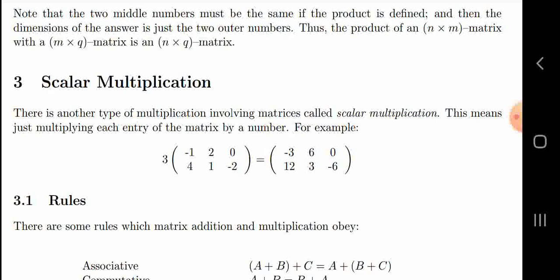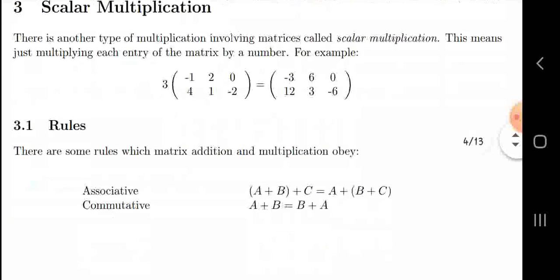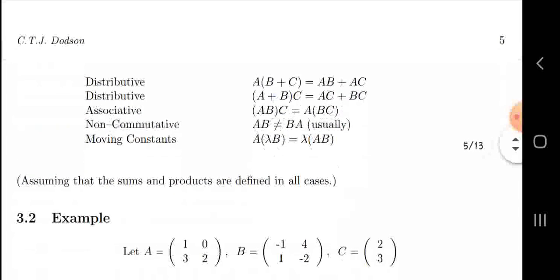So here they have given 3, that matrix you have to multiply by 3. 3 into minus 1 is minus 3, 3 into 2 is 6, 3 into 0 is 0 only. Next 3 fours are 12, 3 ones are 3, 3 twos are 6. So like this you have to multiply it, that's all. And it also contains some rules. Scalar multiplication also has its own rules.